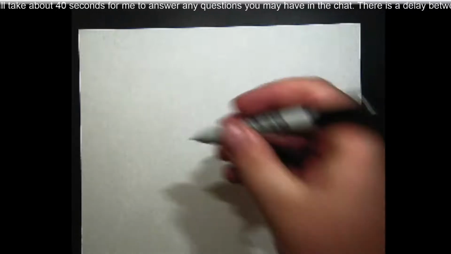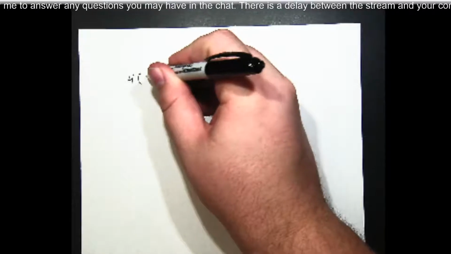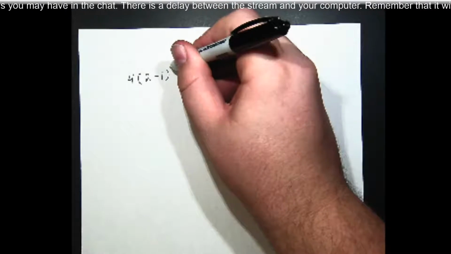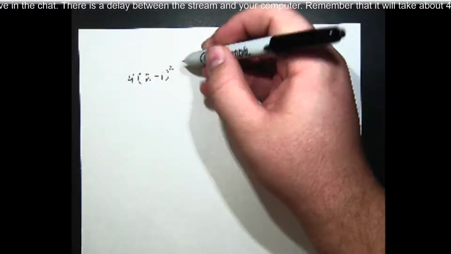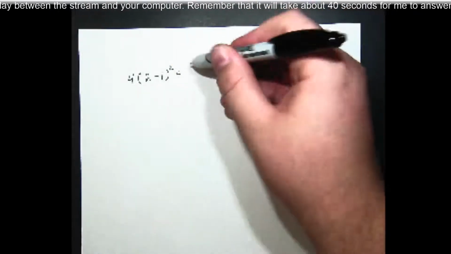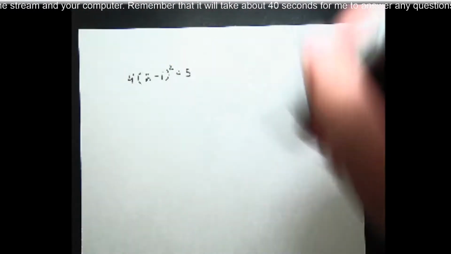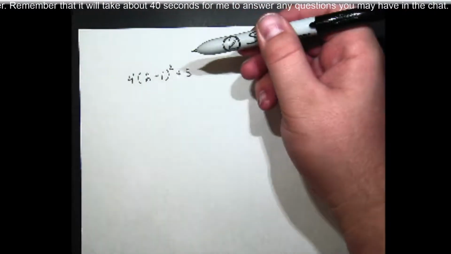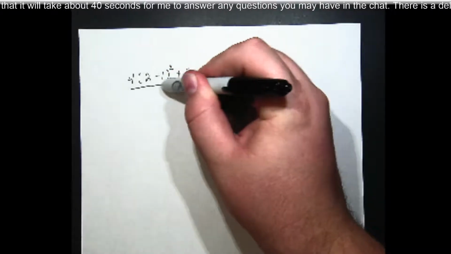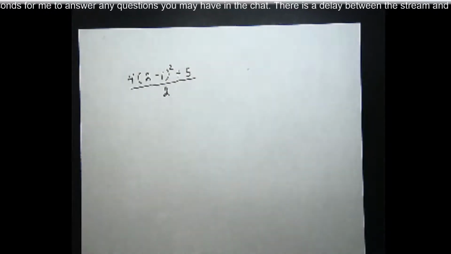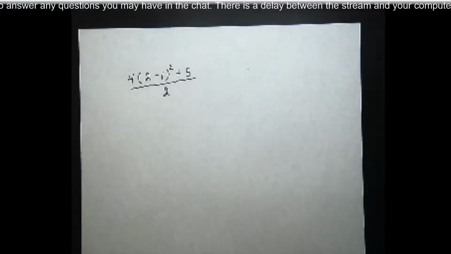So let's say that I have something like 4 times, in parentheses, 2 minus 1, to the second power, I don't know, plus 5. Then say the whole thing is over 2.